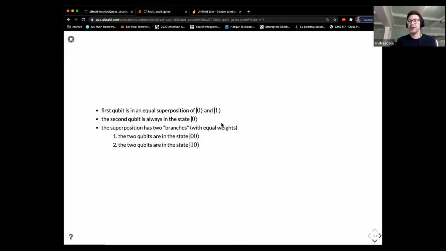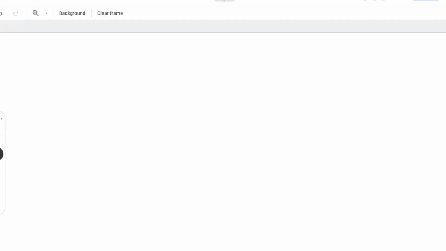Okay, so in our universe, if you think about it, there are 2 worlds, 2 branches, right? There's one branch in which the 2 qubits are in the state 0, 0. There's one branch in which the 2 qubits are in the state 1, 0. Okay, so the overall state, let me write down this calculation. We had the first qubit, which was 1 over square root of 2 (0 plus 1). And then the second one, which was just 0.